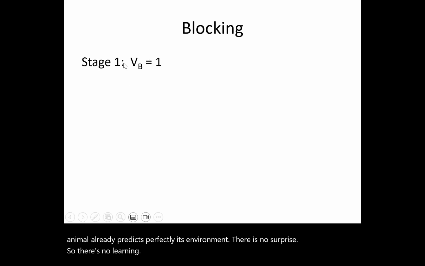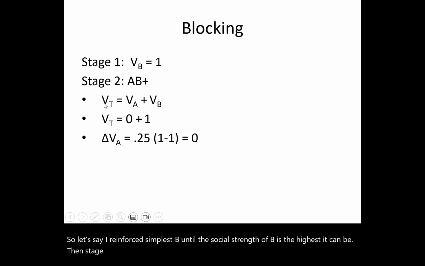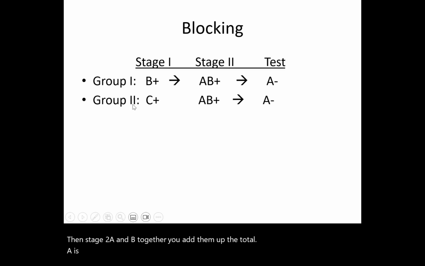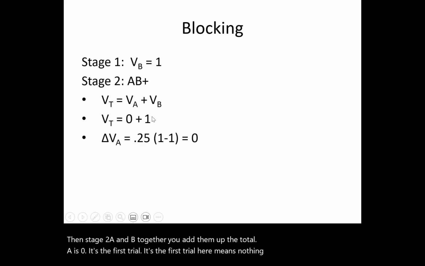So let's say I reinforced stimulus B until the associative strength of B is the highest it can be. Then in stage 2, A and B together. You add them up, V total. A is 0. It's the first trial, so it means nothing. But B is 1. 0 plus 1 is 1.